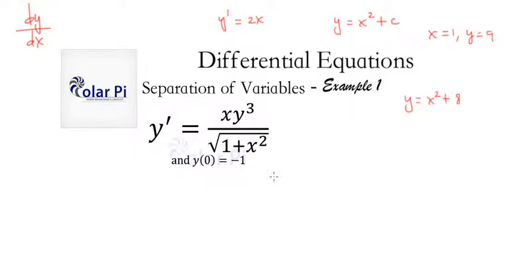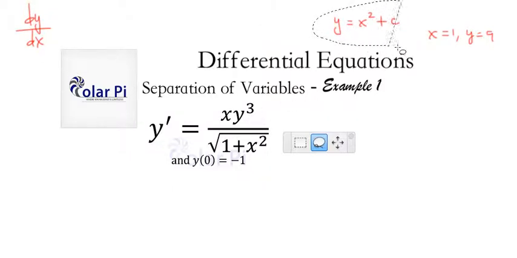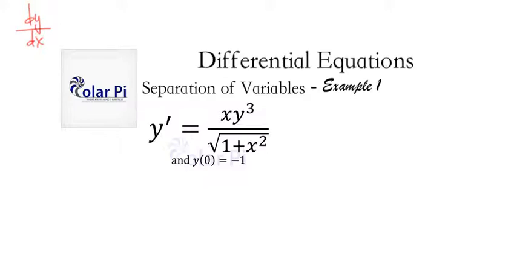So that's what we mean. We'll be able to find the particular solution based on the initial condition. All right. So we write dy dx instead of y prime, and then the right side is x y cubed divided by root 1 plus x squared, right?